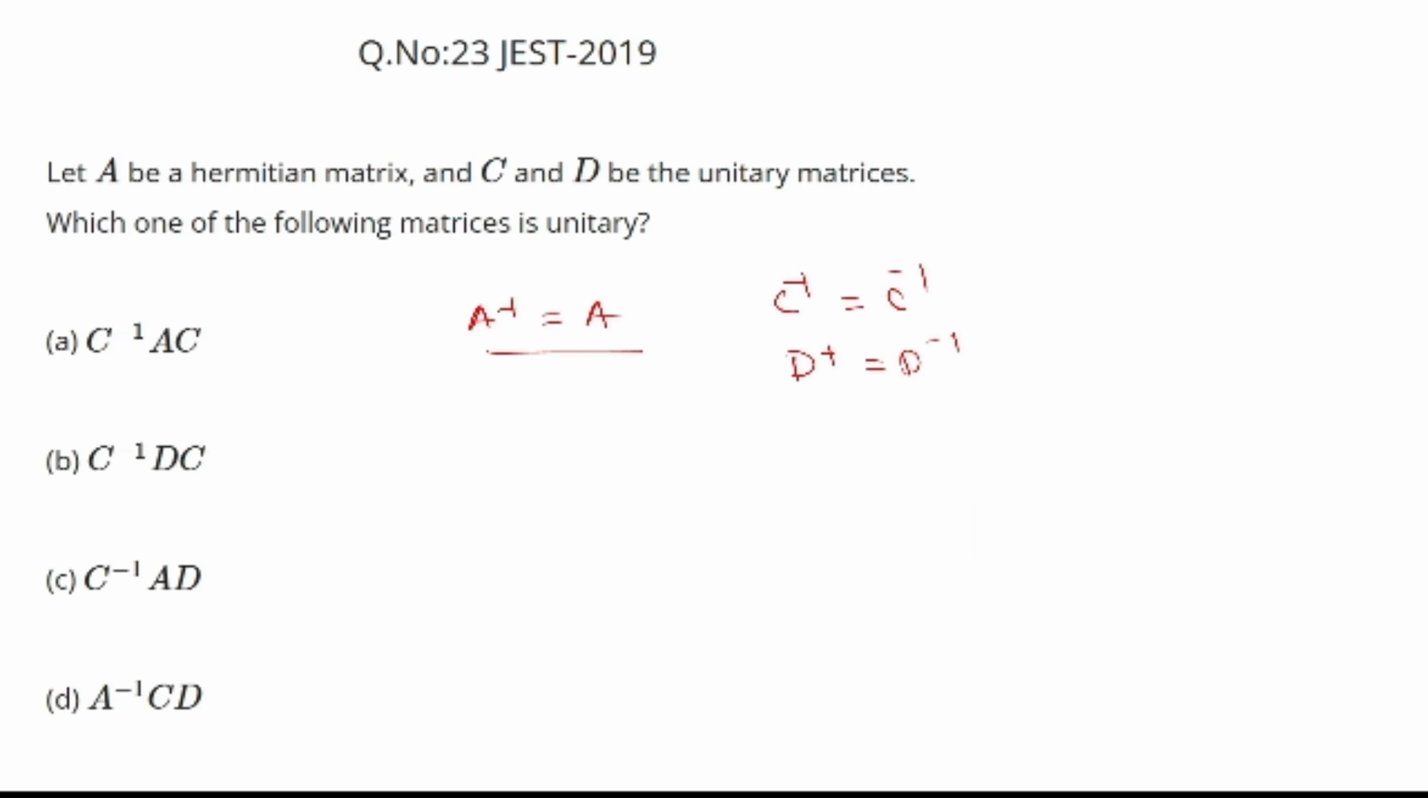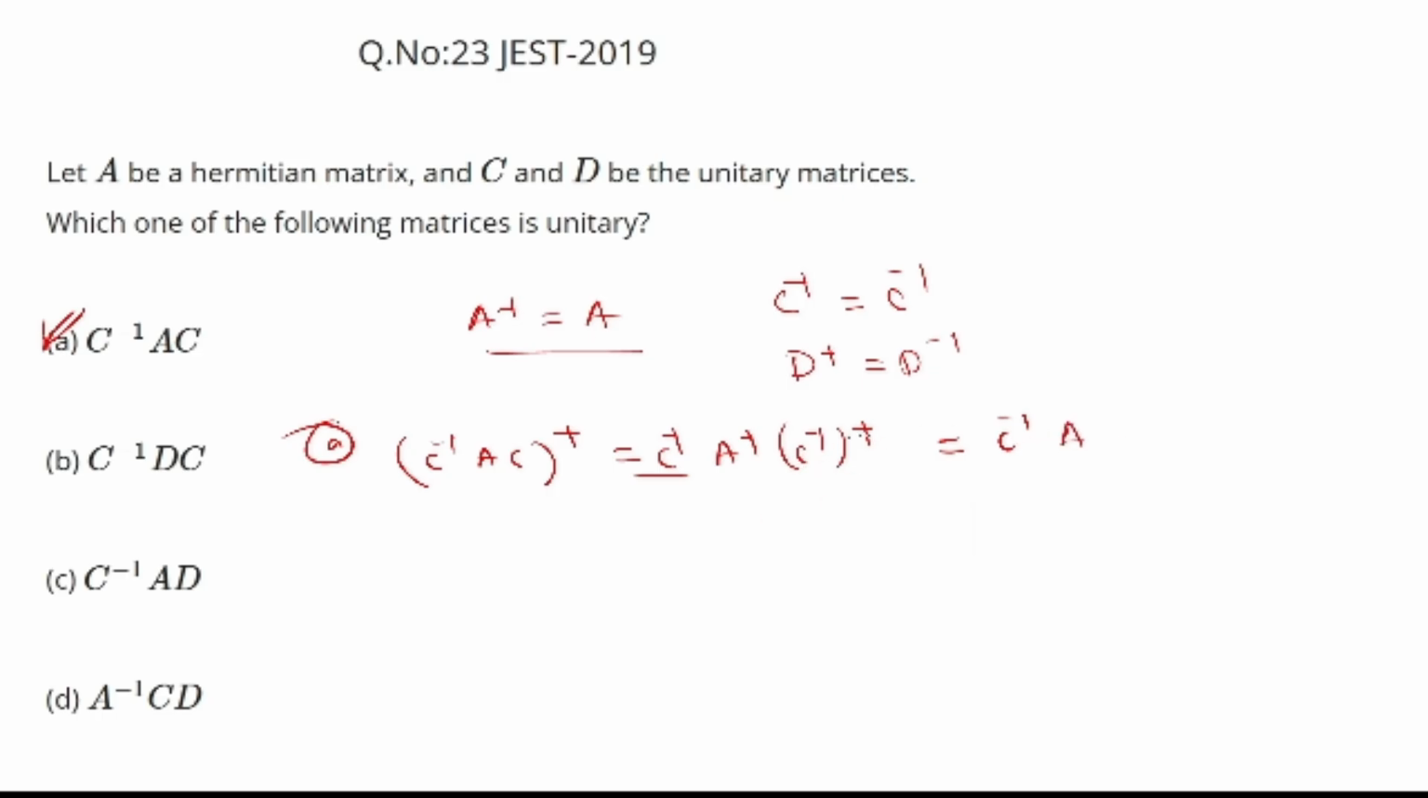Now which of the following matrices is unitary? We have to check using the options. Let's consider the first option. C inverse A C, take the dagger, so C dagger, A dagger, then C inverse dagger. C dagger is C inverse. A dagger is A, since it is Hermitian.